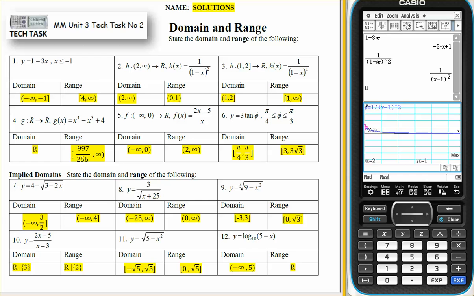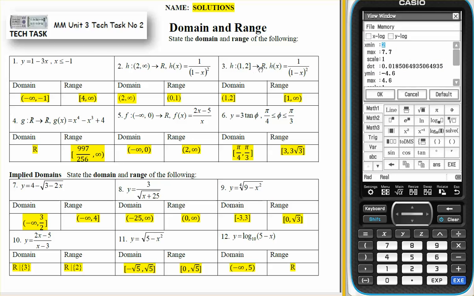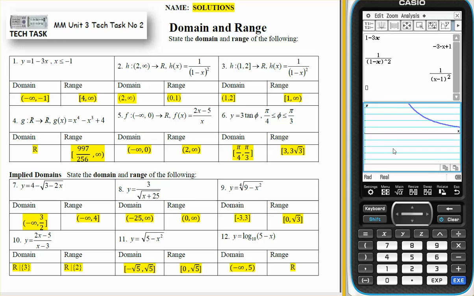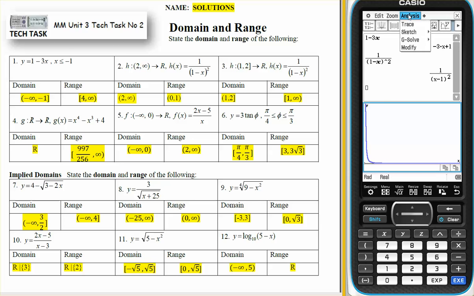So I'll change my window, going from 1 to 2. And there's my graph. Now 1 I know is an asymptote. So if I go zoom auto, it's going to go off the page up there, and it's going to approach 2 at the other end. So I know that the maximum will be infinity on the range. The minimum, so analysis G solve F min, will be over here, and it should be when x equals 2.